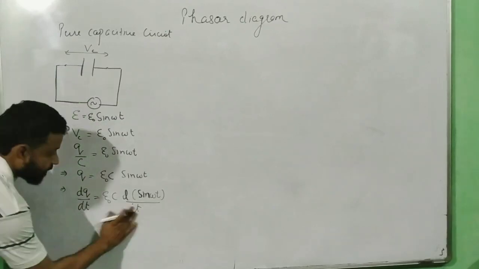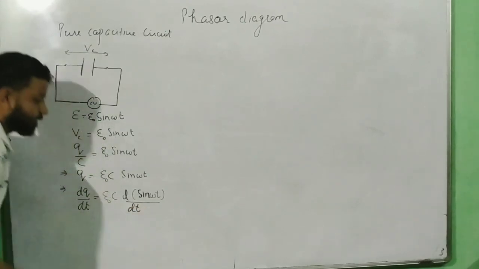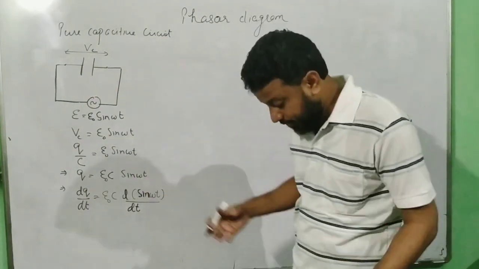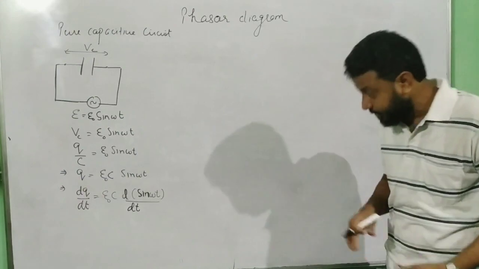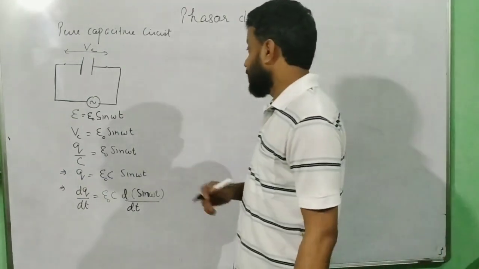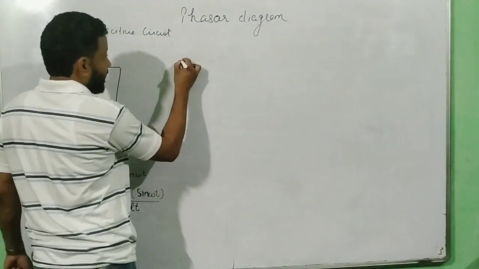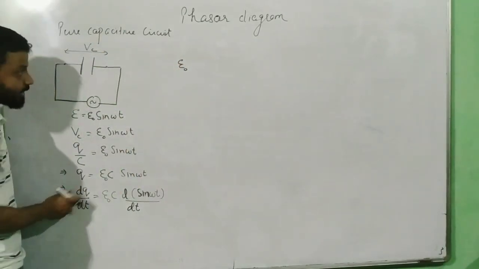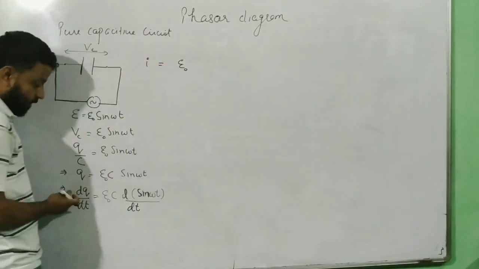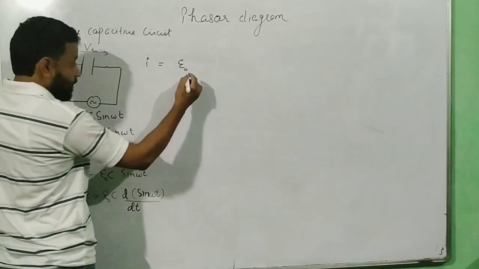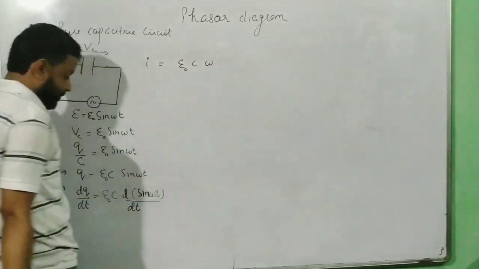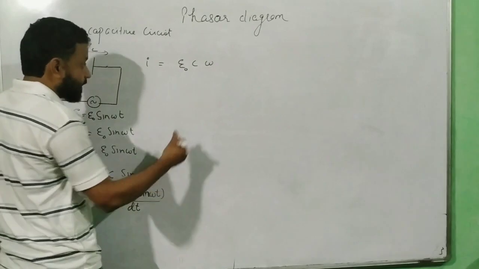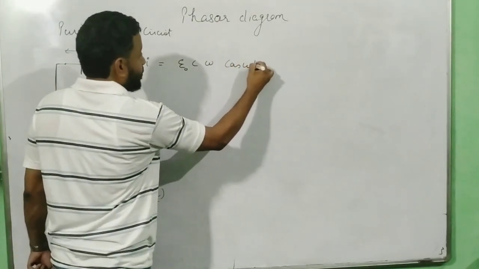Okay, this is dt. And what will I get? Differentiation of sine omega t. Those who have done maths, they know very carefully that the differentiation of sine omega t is cos omega t. So you will write here E naught, and this is dq by dt. And what is dq by dt? I can write dq by dt as current. That's the definition of current, correct? I equals E naught C into omega, and then you will get cos omega t.